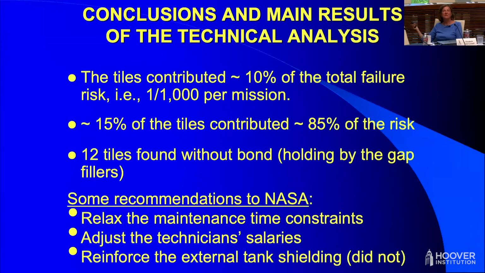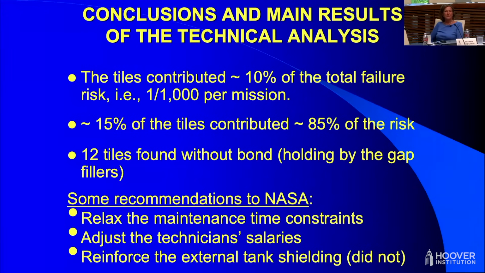Conclusion and main results of the technical analysis. The tiles contributed about 10% of the total failure risk. There is 1 in 1,000 per mission. 15% of the tiles contributed 85% of the rest. So don't mess up these 15%. Doesn't mean that you have to mess up the others.